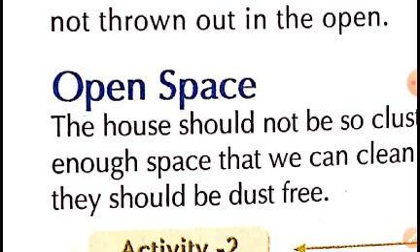Now, there should be a proper space for escape at the time of fire and natural calamities. So children, just now I told you there should be an open space. Sometimes if you have natural calamities, for example in case of an earthquake, if you don't have open space, it will be very difficult for you to come out of your house and search for an open space.